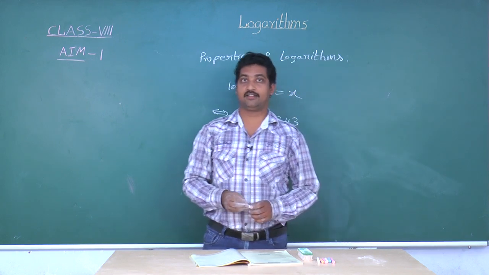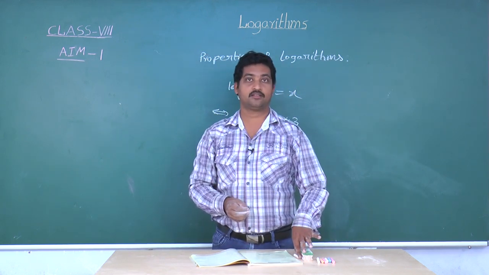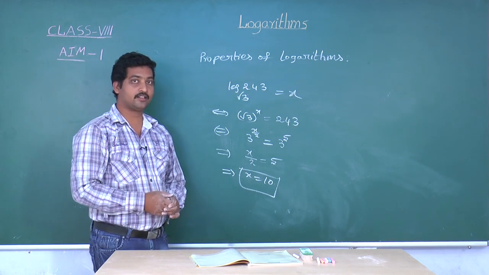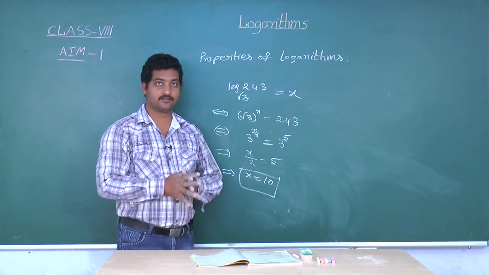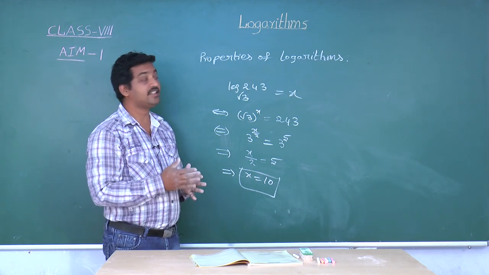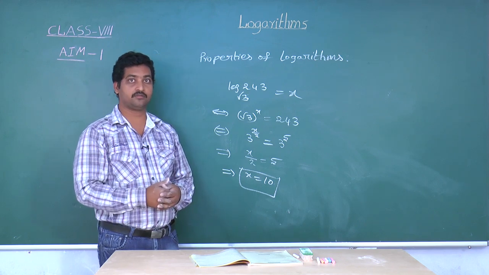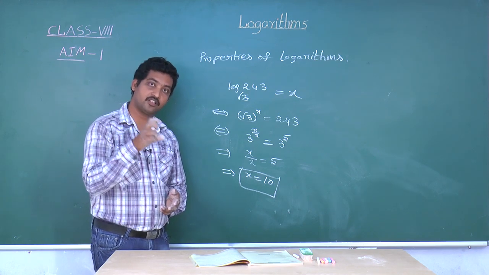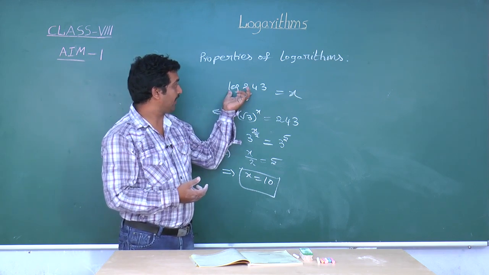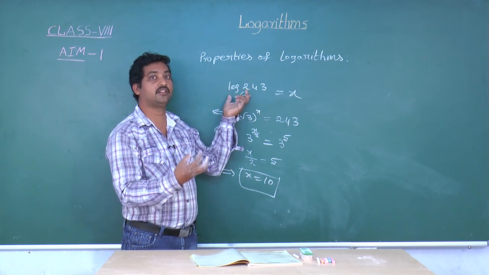This is aim number 1, children. In aim number 1, we have learnt the definition of the logarithm and where it is defined, where it is undefined also. So using the definition of the logarithm, we are going to be able to find logarithmic values.